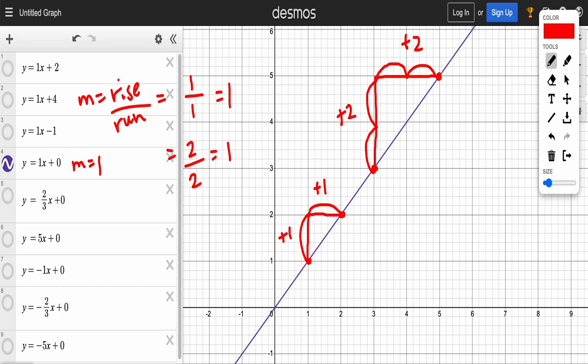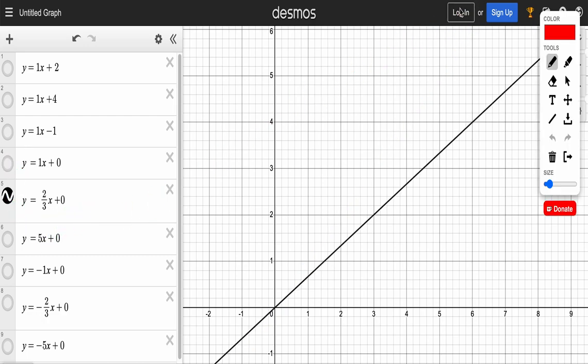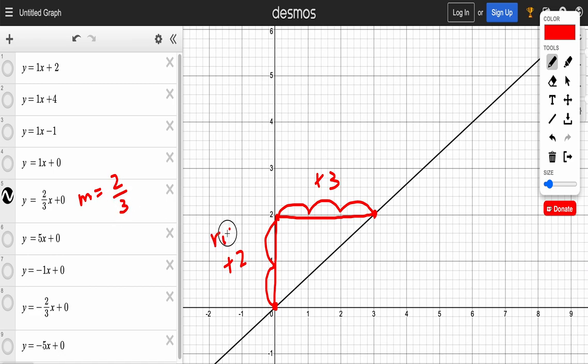Okay, let's try a different slope. Let's try this slope, 2/3. Again, I'm going to pick 2 points. This point here, and how about this point over here? So I'm going to draw myself a triangle to kind of map out my path. Starting at 0, going up 1 and 2. 0 plus 2 gets me to 2. And now back at 0. 0 plus 1, 2, 3 gets me to this 3. That's how I get my m of 2/3, because it's my rise over my run.